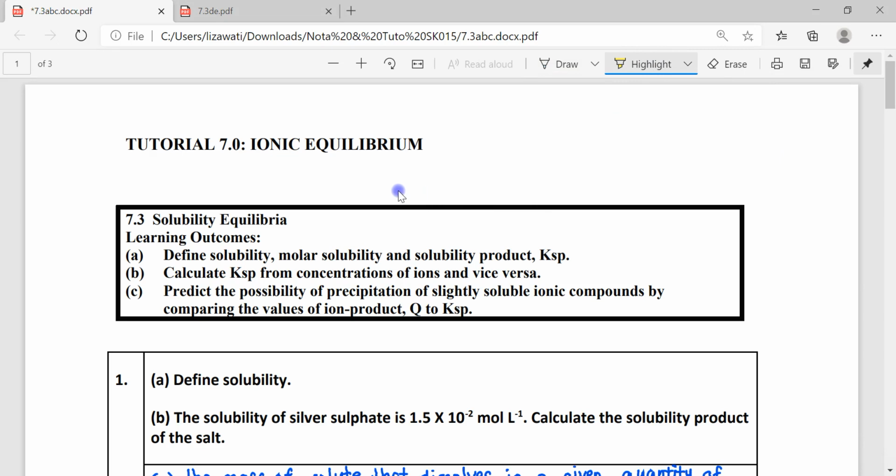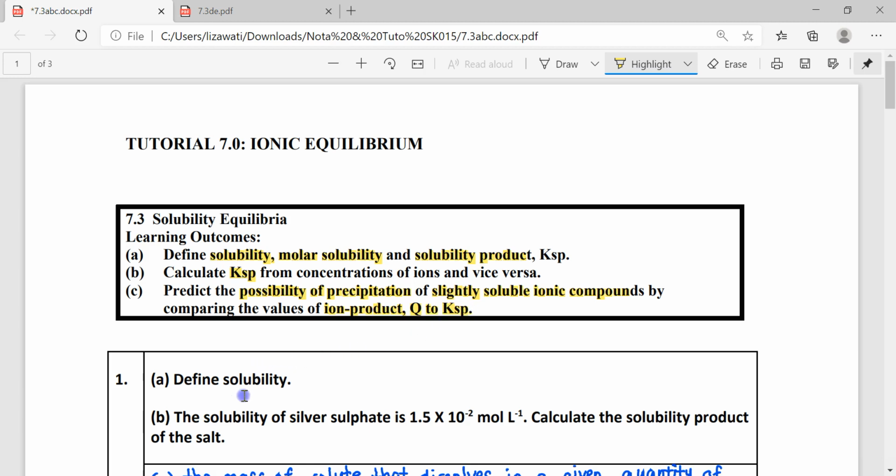Today I would like to discuss tutorial 7.3 ABC. It's about solubility equilibrium that focuses on the definition of solubility, molar solubility and solubility product. So these three definitions you should remember, and then calculate KSP from concentration of ion and vice versa, and then predict possibility of precipitation of slightly soluble ionic compound by comparing the ionic product QSP to KSP.